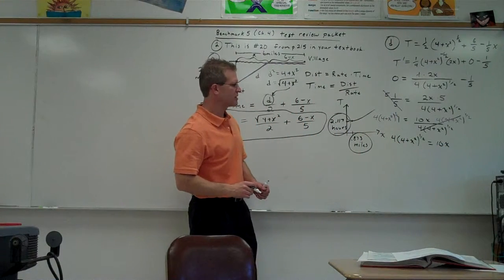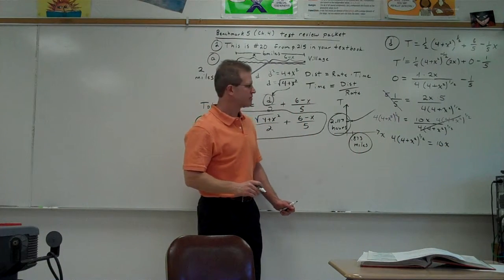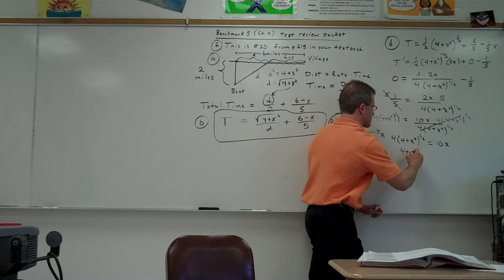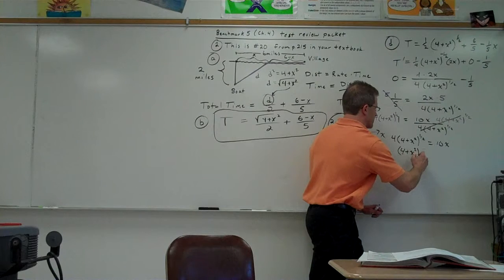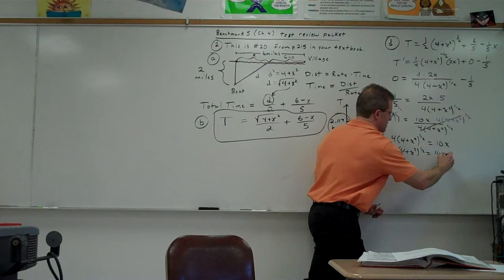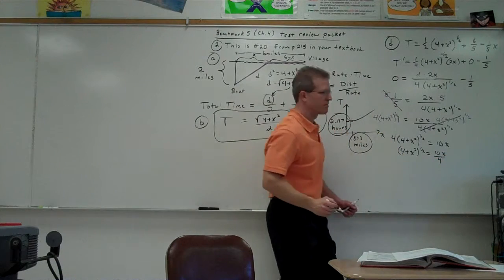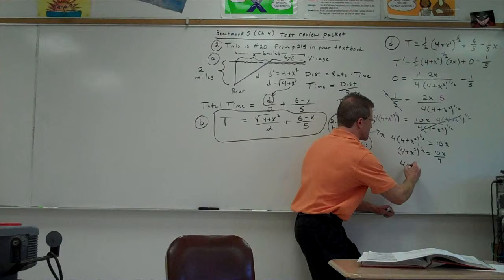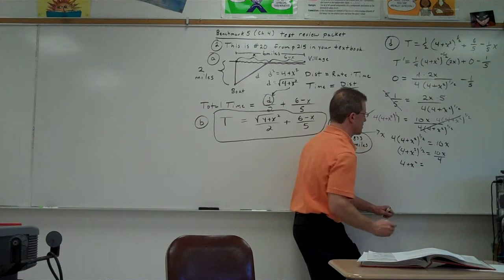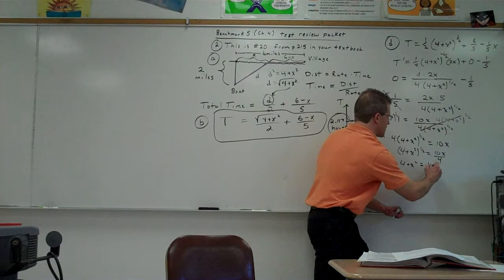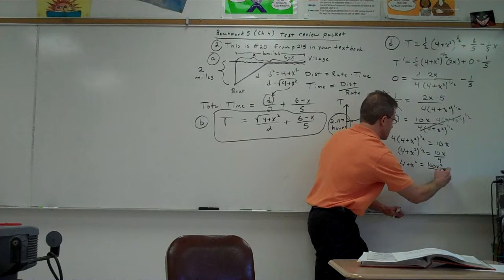Still trying to solve this. What would I do next? Divide by 4. So that would give you 4 plus x squared to the half equals 10x over 4. Square both sides to get rid of the half. So that will leave you with 4 plus x squared equals, if you square the right side, that's going to be 100x squared over 16.